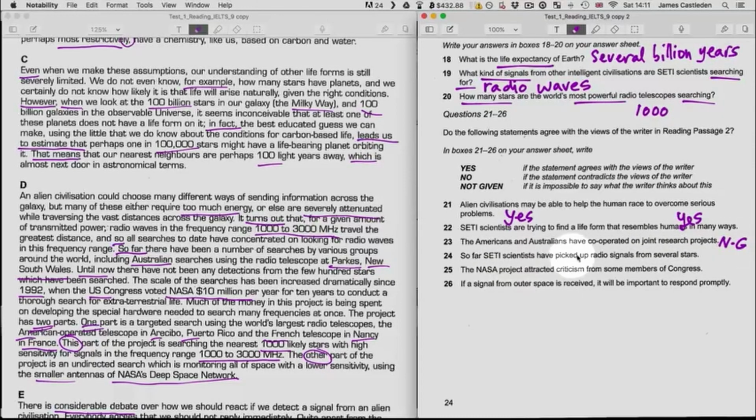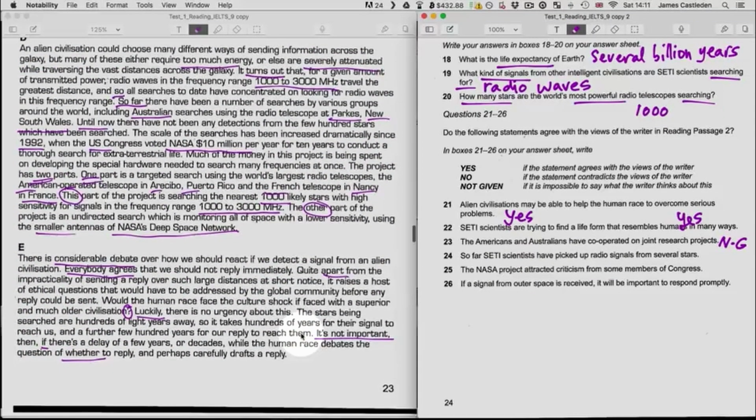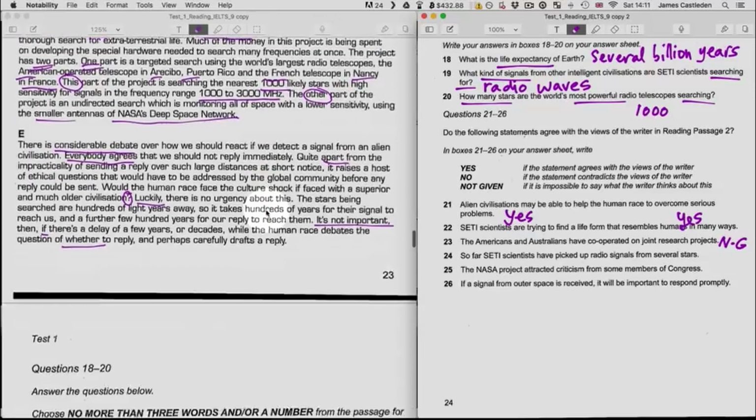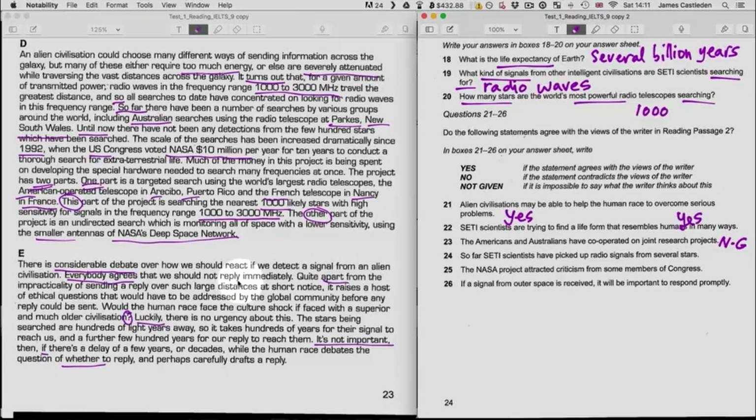So far, SETI scientists have picked up radio signals from several stars. Now that's not true, we know that. Until now, there have not been any detections. I know that if that was true, that would be in the news for sure. So 24 is the easy one.